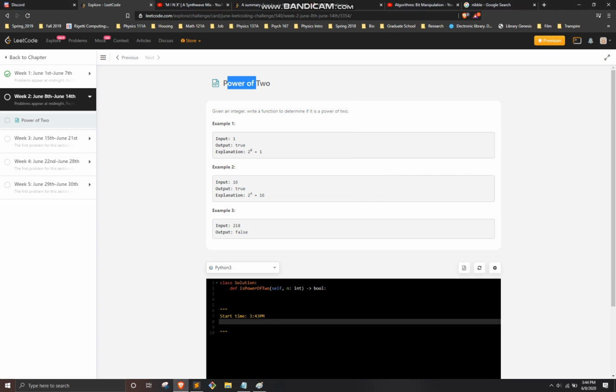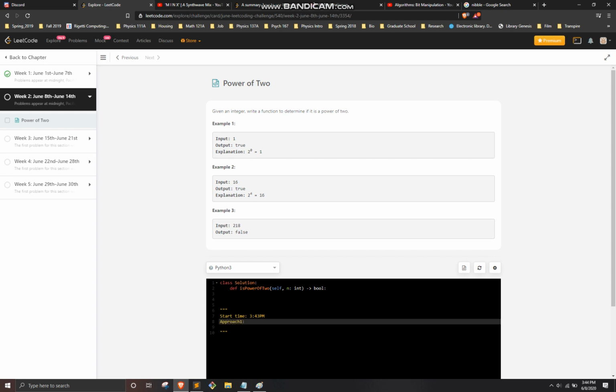Okay, so the daily problem today is power of 2, and it says given an integer, write a function to determine if it's a power of 2. So I'm starting right now. So the general idea for this is the approach.